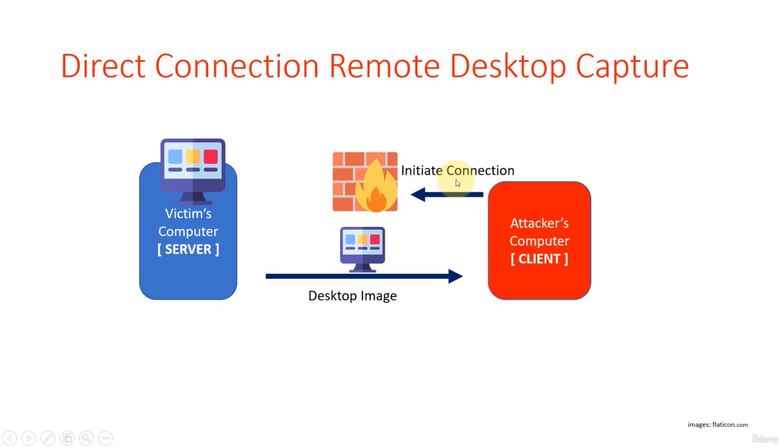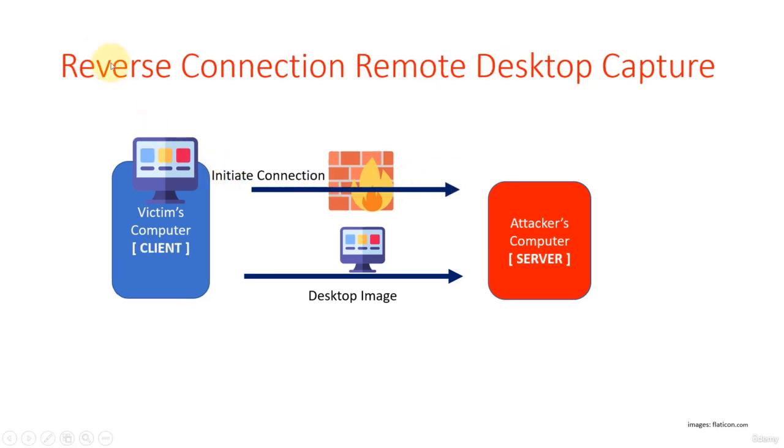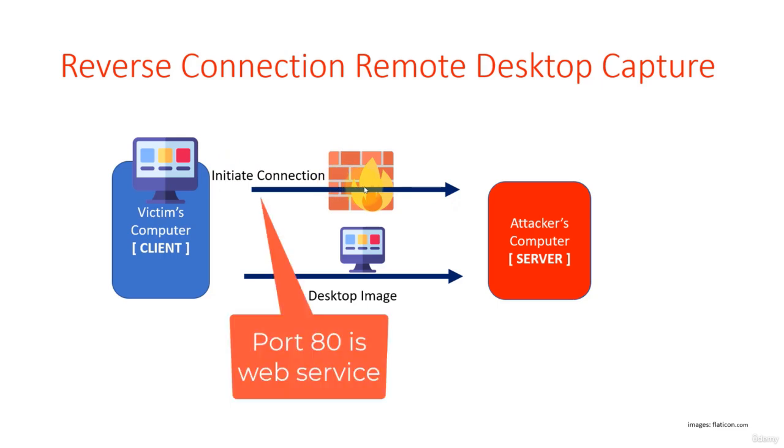So what is the solution? The solution is to use reverse connection remote desktop capture. Why is it called reverse? It is reverse because now the victim's computer becomes the client and the attacker's computer becomes the server. In this type of reverse connection, the victim's computer will initiate the connection to the attacker's computer. And this will be able to penetrate the firewall if you are using well-known ports like port 80 for example. Port 80 is usually not blocked by any firewalls, and port 80 is also not suspicious, so that is why it will work. It will go through the firewall.